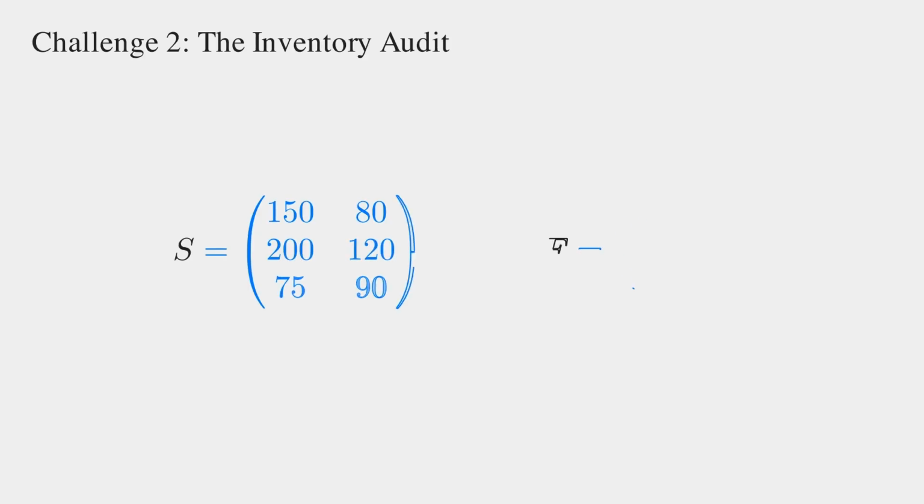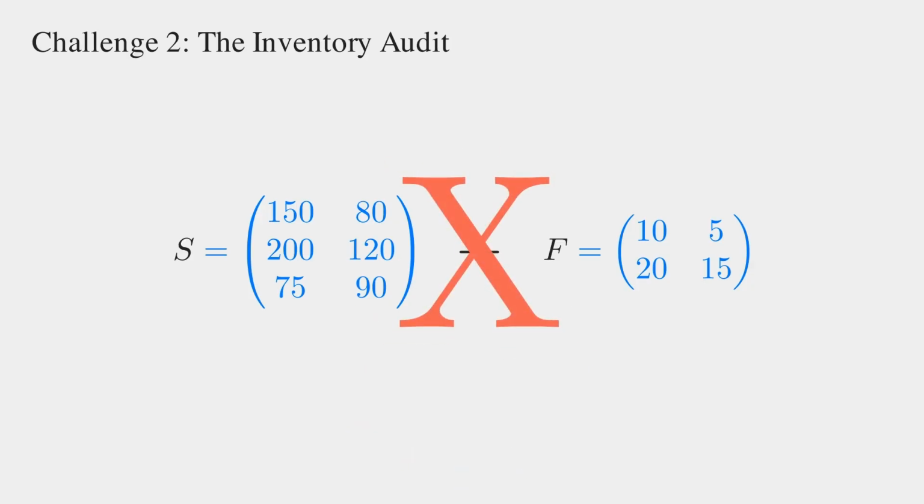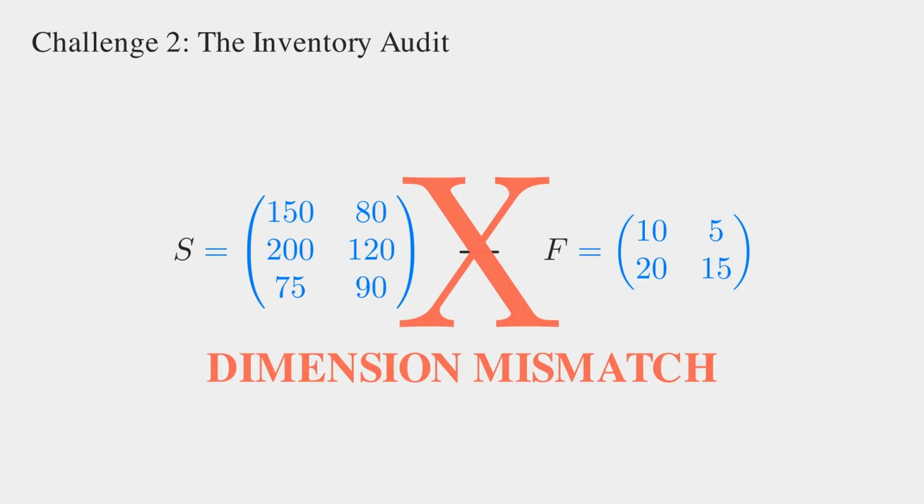And what if we tried to subtract a 2 by 2 matrix F from our 3 by 2 matrix S? The operation is undefined. The dimensions do not match, so the audit cannot be completed.